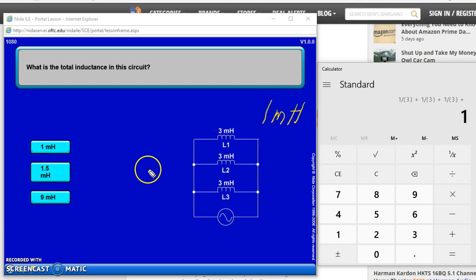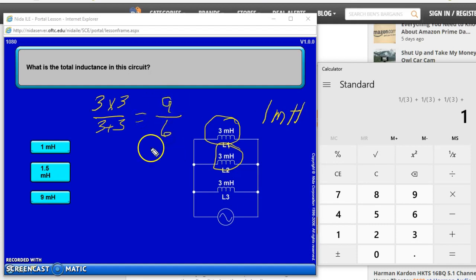Now to do product over sum with more than 2, we have to do 2 at a time. We can't do all 3 at one time. So I have to literally do 3 times 3 over 3 plus 3. And we're saying we're doing L1 and L2, and we're going to get an equivalent value of L1 and L2. That's 9 divided by 6, which equals 1.5 millihenries.